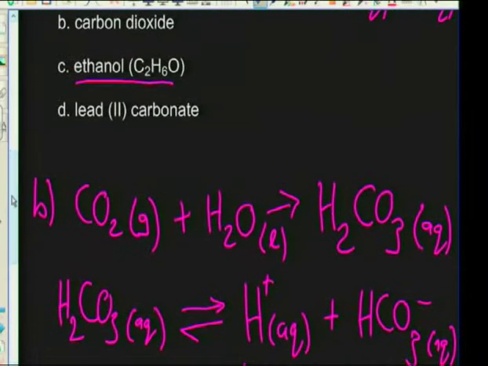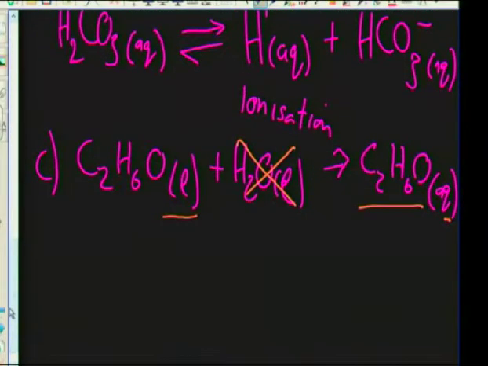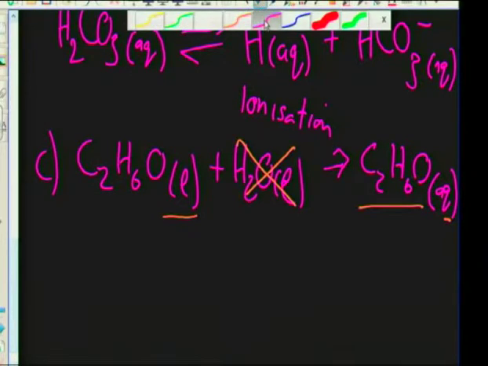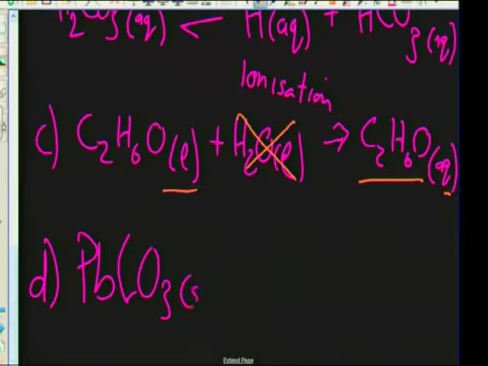And then the last one, which is a very interesting one because it's dealing with lead II carbonate. Now, you should know that this is insoluble. All carbonates are insoluble, and lead is a particular one that we know is insoluble. So how are we going to write that? We're simply going to say the following. We're going to say lead II carbonate, which is a solid, stays as lead II carbonate.